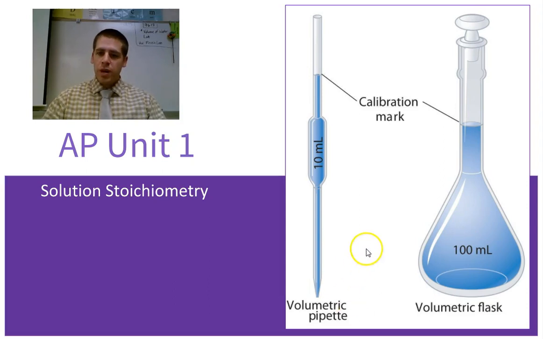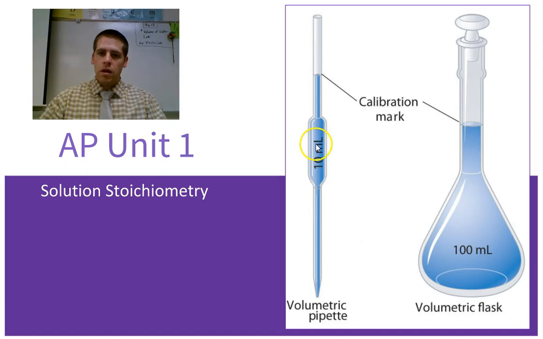All right. This picture I have is of what's called volumetric glassware. We haven't used this at all yet, so I want to go over it real quick. Volumetric pipette and volumetric flask. They're called volumetric because they are specific for a specific volume. They give you a lot of significant figures. They're very precise, but only for one specific volume.